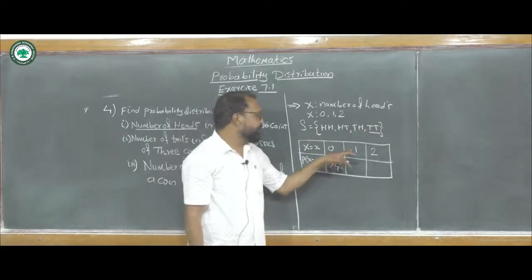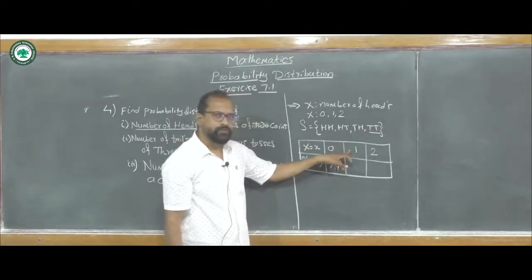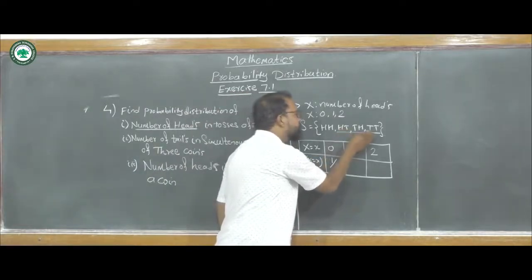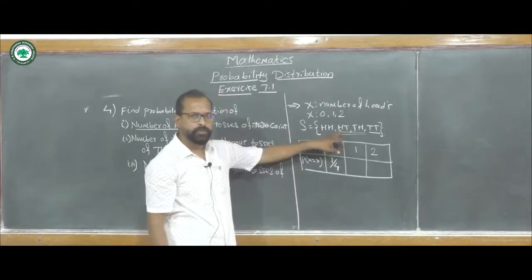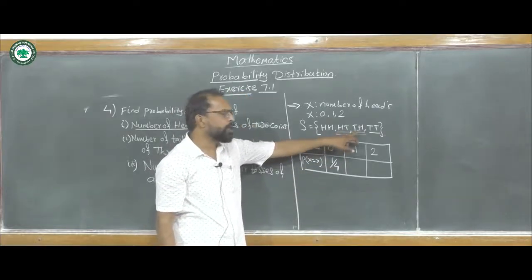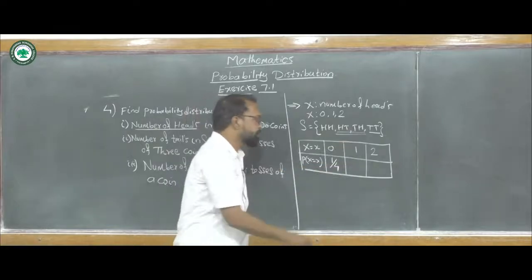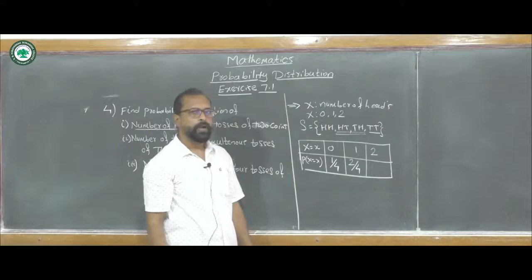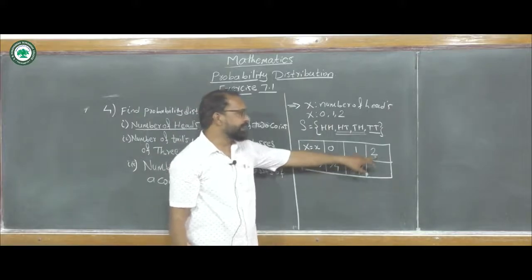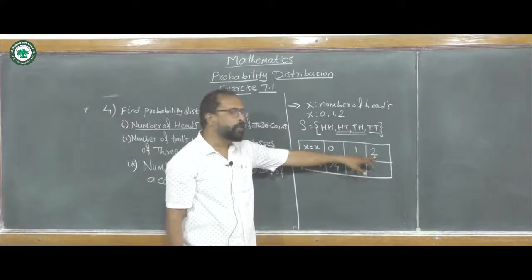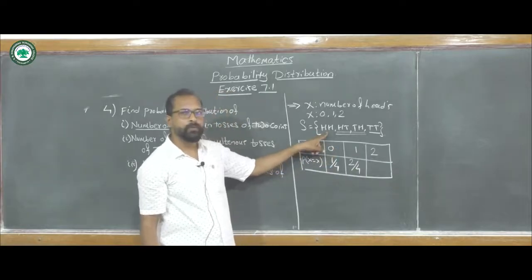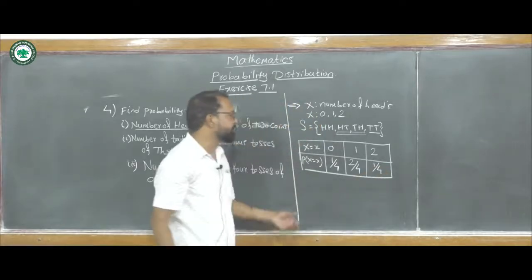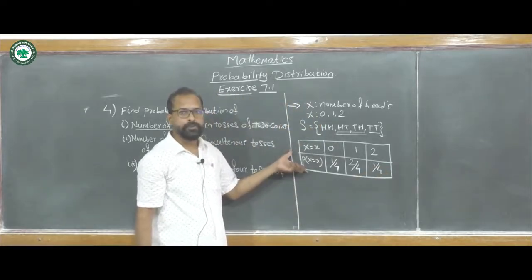Now when X takes the value 1, we have to find the probability of getting one head, and two outcomes are available in which there is one head, so its probability is 2 by 4. And lastly, when X takes the value 2, that is getting 2 heads, only one outcome is available, so its probability is 1 by 4, and this is the probability distribution.